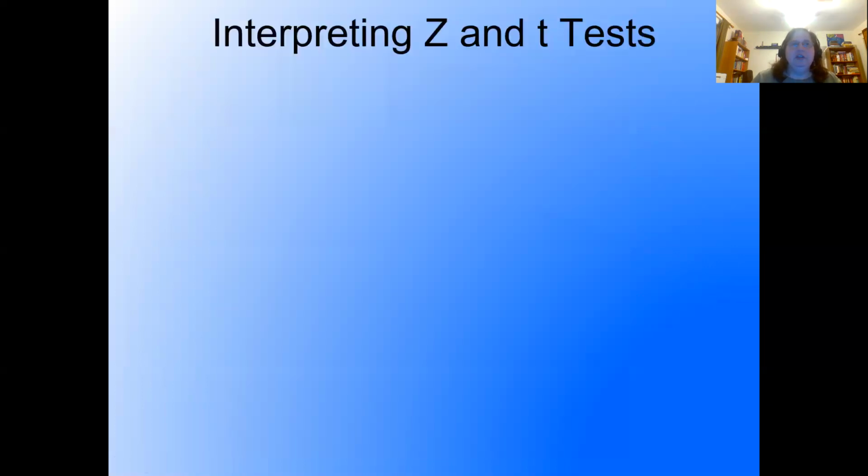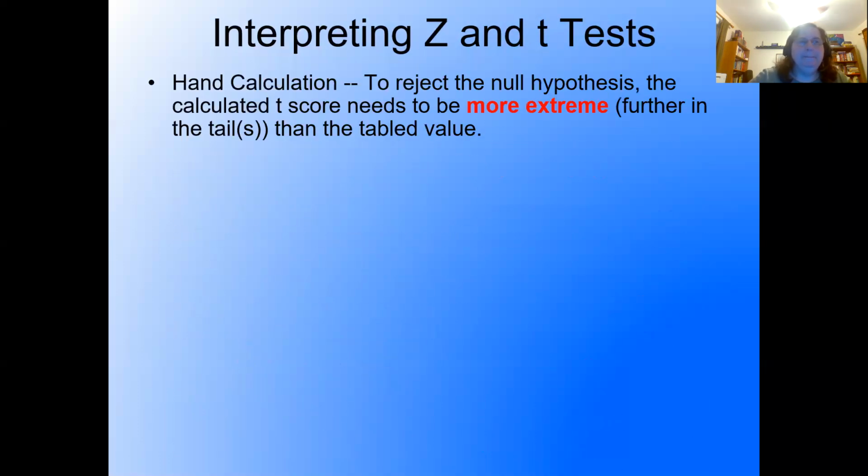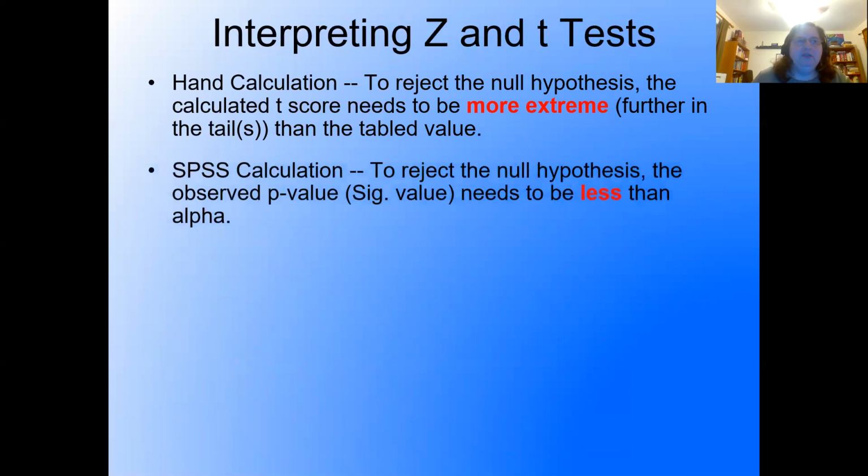Okay. Interpreting the Z and T tests. Now this is critical. That's why I decided to review it. This is the main thing I want to review with you. If you're doing a hand calculation, right, if you're not using SPSS, to reject the null hypothesis, the calculated t-score needs to be more extreme, further in the tails, further away from 0 than the tabled value. If you're looking at SPSS, to reject the null hypothesis, the observed p-value or sig value needs to be less than alpha, right?